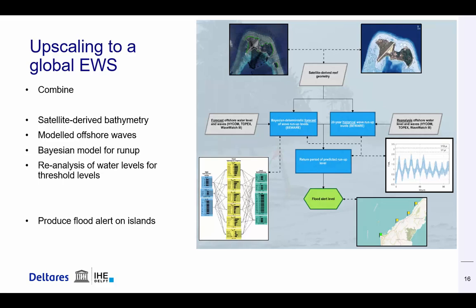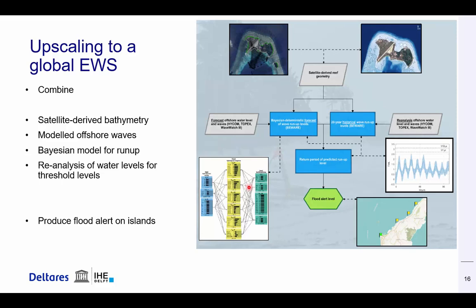With faster models and better data coverage, we can upscale to the globe and derive a global early warning system for these tropical islands. For instance, we can use satellite-derived reef geometry, not only for Roi Namur as I've shown here, but for the entire world, or all the small islands at least, and combine that with forecasted offshore water levels and waves, and then drive the BEWARE model to produce run-up estimates anywhere on small islands.